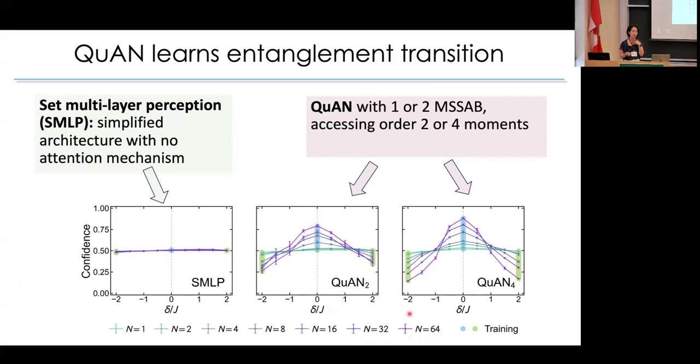If we make the set size large enough so that you have large enough samples to estimate the moment, as we make the set size larger and larger, we found the confidence go up for delta over J near 0 to be a volume law and high values to be area law. And by increasing the self-attention block number, we were able to sharpen this transition.